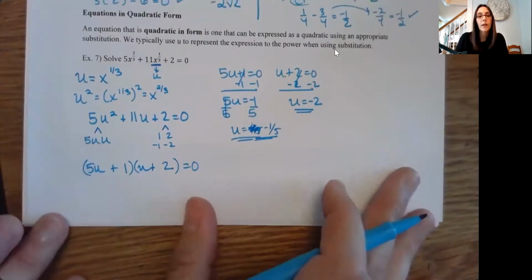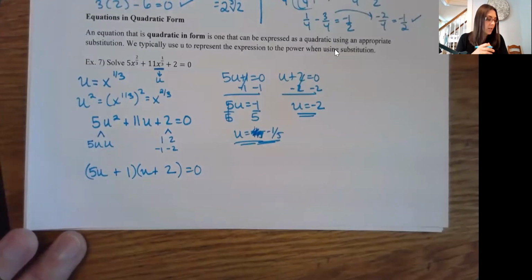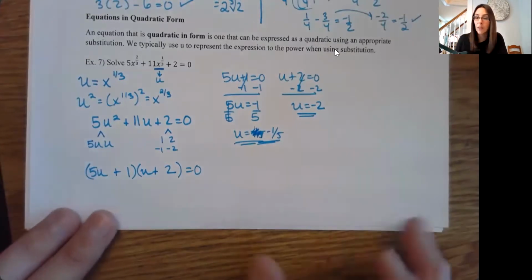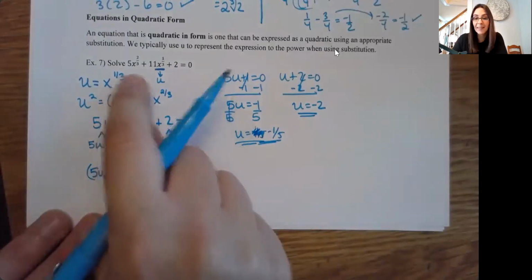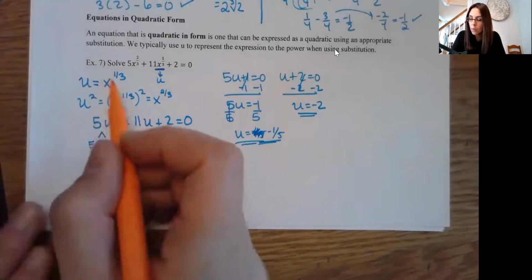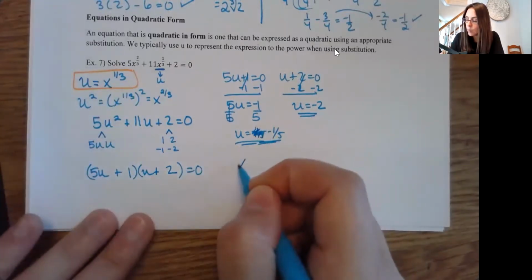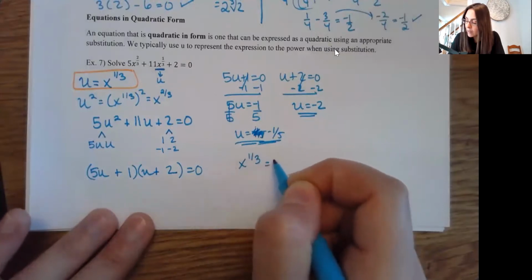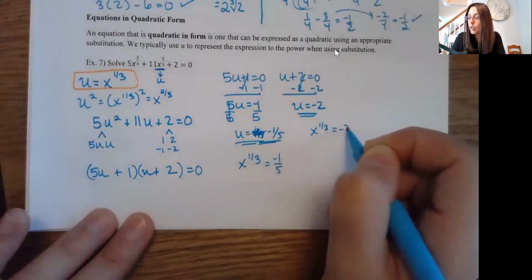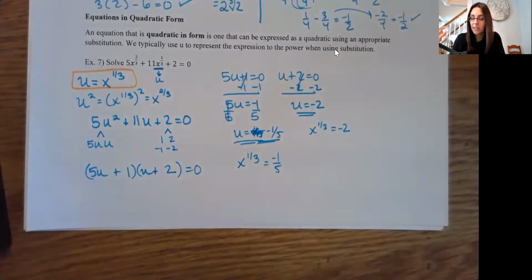Now you just want to be careful here. When you use substitution, you actually have an extra change that you have to make. Our answer isn't just u equals -1/5 and u equals -2, because our original problem had x's in it. So you need to substitute back in. And remember that u is equal to x to the 1/3. So this actually means that x to the 1/3 is equal to -1/5, and x to the 1/3 is equal to -2. So to finish this, you want to make sure you have just an x here.